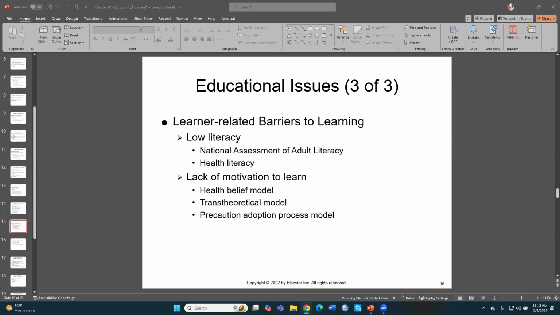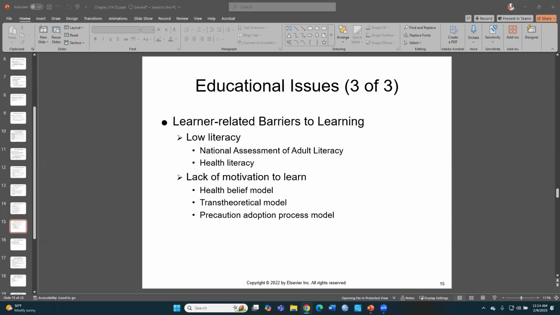And so why do some people not have appropriate health literacy? Maybe they have had a lack of educational opportunities. They have learning disabilities, the cognitive decline that occurs as we get older, as well as, if you don't use certain information, you lose it. And then some people are just not motivated to learn. Maybe they don't want to learn about what's going on or make the necessary changes in their life.